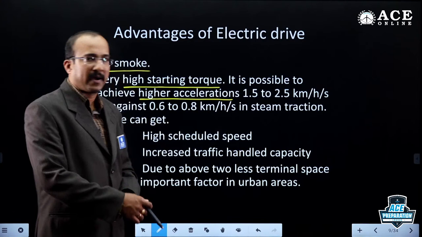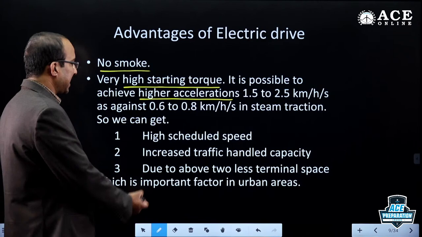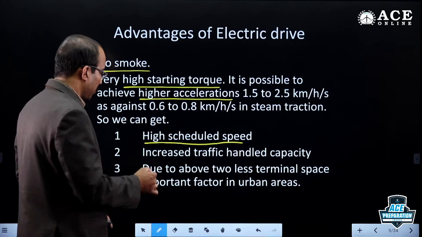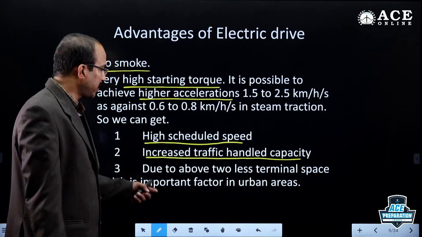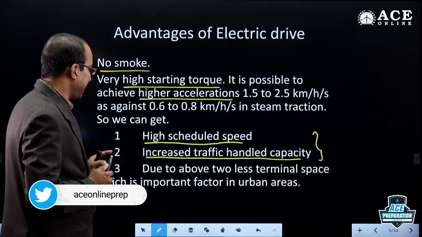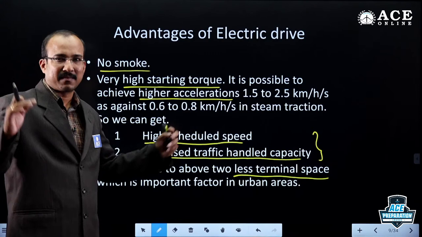Once you are getting high starting torque and high acceleration, we can get high scheduled speed, and that is an advantage, along with increased traffic handling capacity. You can handle more traffic because of more speed. Once you have high scheduled speed and increased traffic handling capacity, the terminal space required will be very less. This is very important in urban areas, because if you go for larger terminal space, more area is occupied, which is an important factor in urban areas.